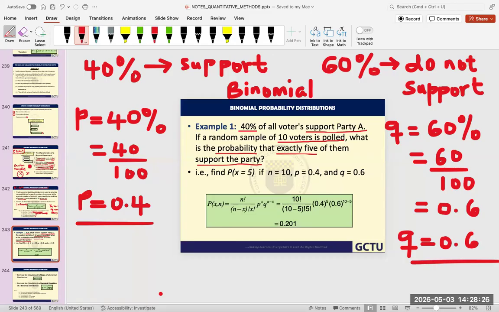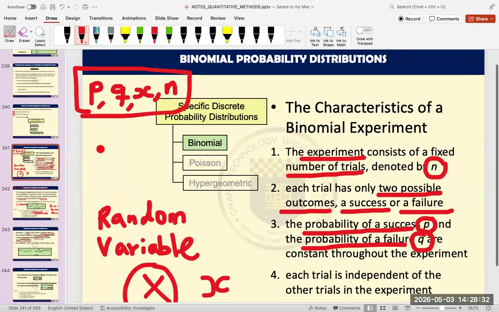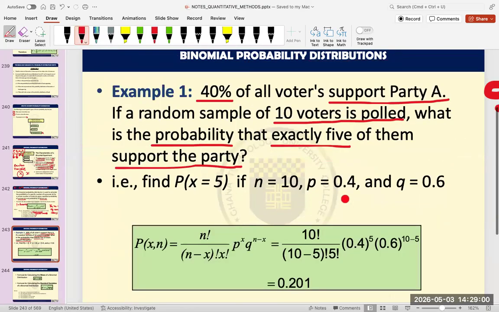Now, if you remember the way we started, we said for binomial, there are 4 things you will find. You will find the p, which we have found. You will find the q, which we have found. So we are left with x to find and then n to find. Once we get these 4, we can use the formula. Let's go back to the question and read again. So now we have our p, 0.4, our q, 0.6.